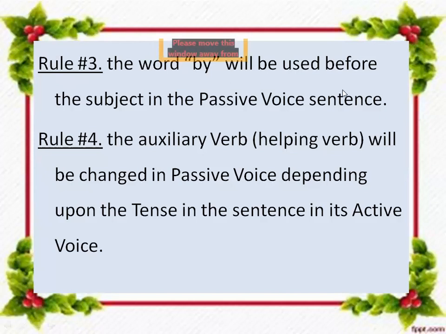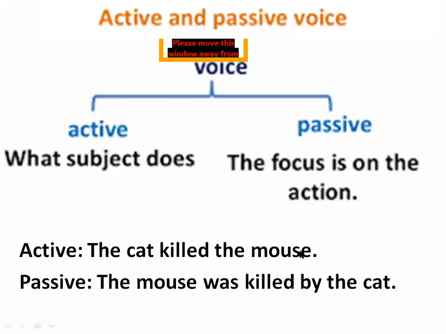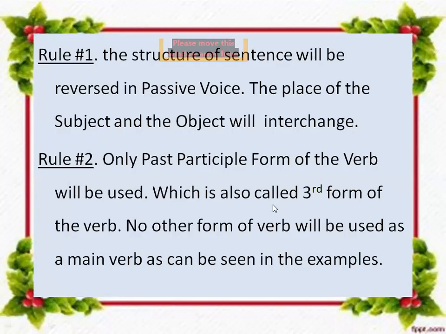The word by will be used before the subject in the passive voice sentence. See what we have done here. Before the subject putting at the end, we have used preposition by. Okay, before the subject. So this is the third rule, that we have to place preposition by before the subject when we are changing the sentence into passive voice.